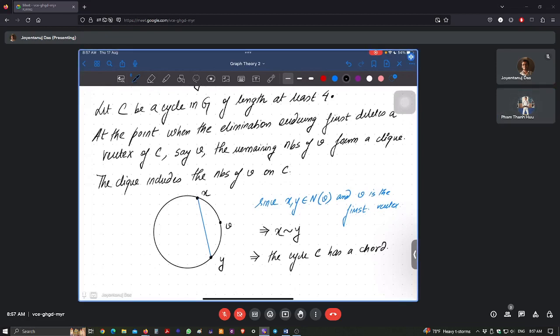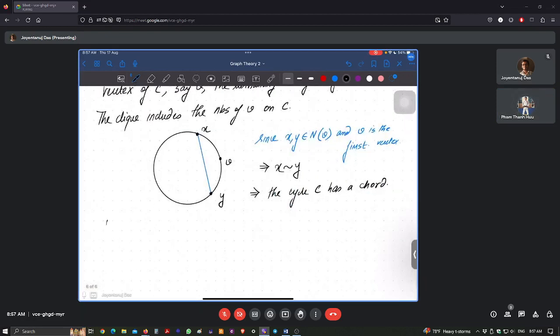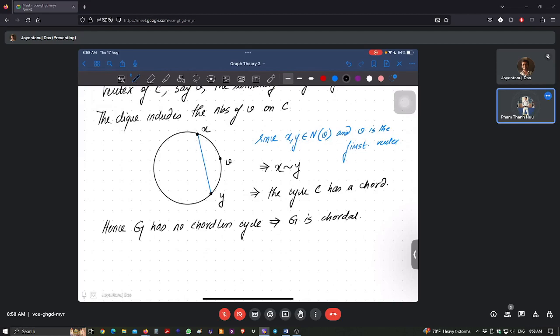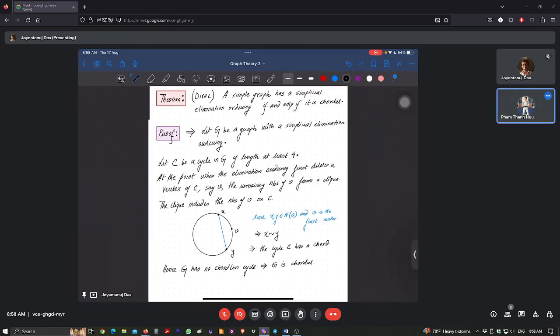So we have shown that any cycle of length at least 4 has a chord. Hence G has no chordless cycle, and this implies that G is chordal. So this is one direction. We have assumed that the graph has a simplicial elimination ordering and proved that G is chordal. Now the opposite direction: we have to prove that if we start with a chordal graph, it has a simplicial elimination ordering.